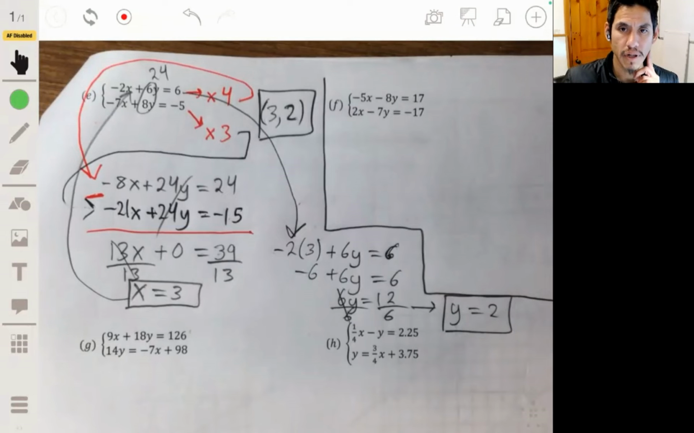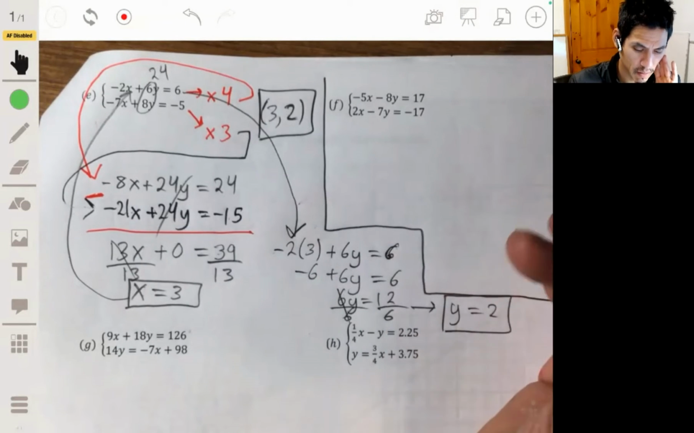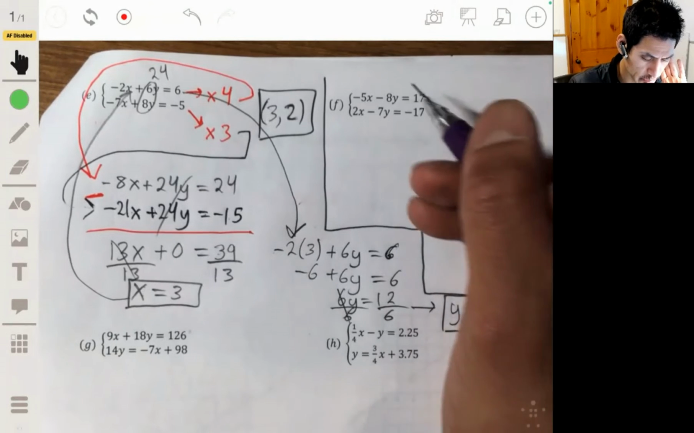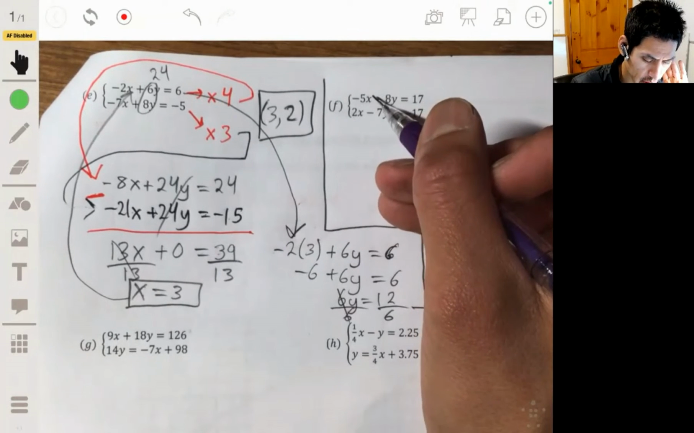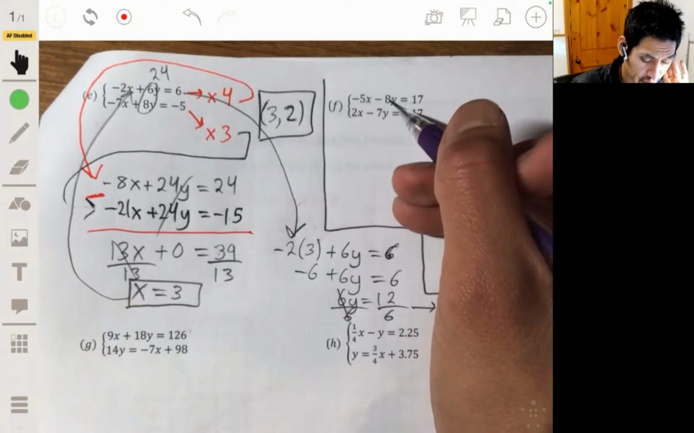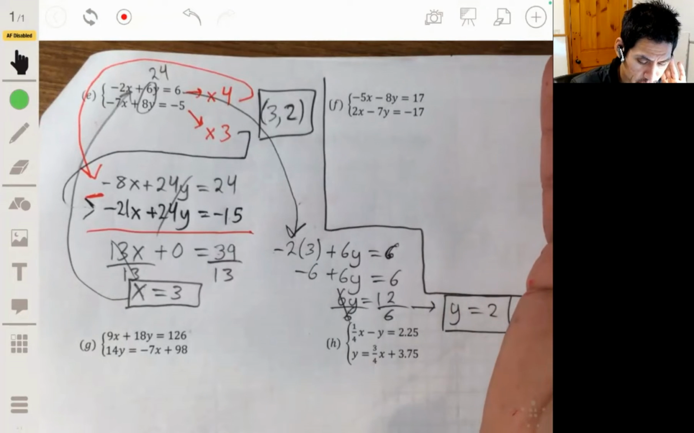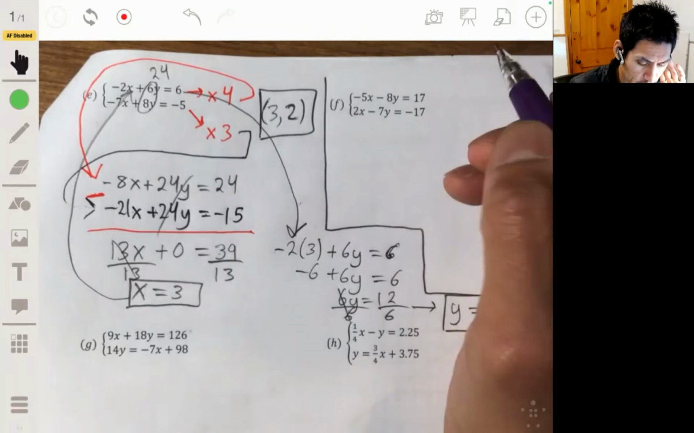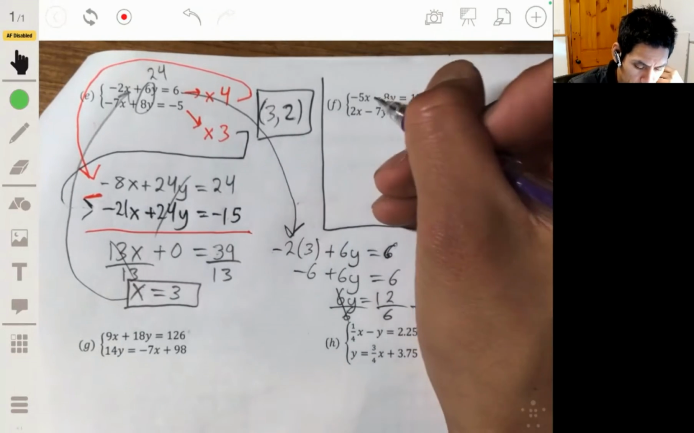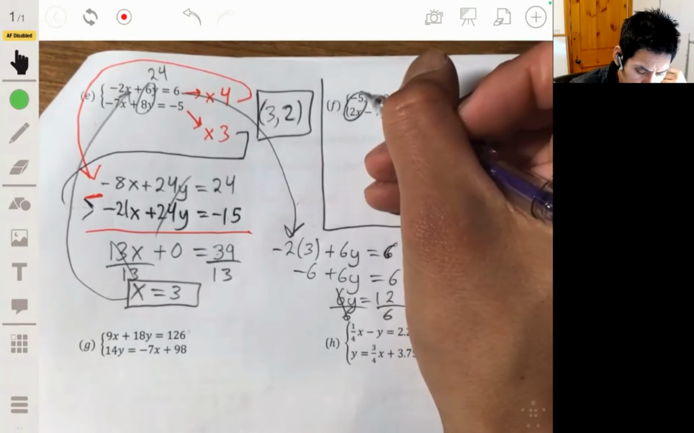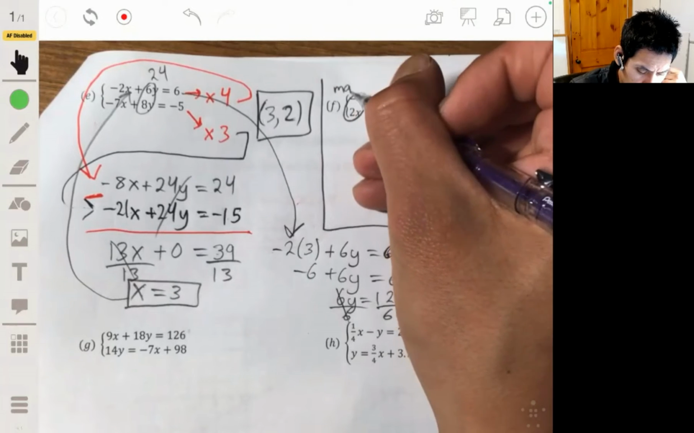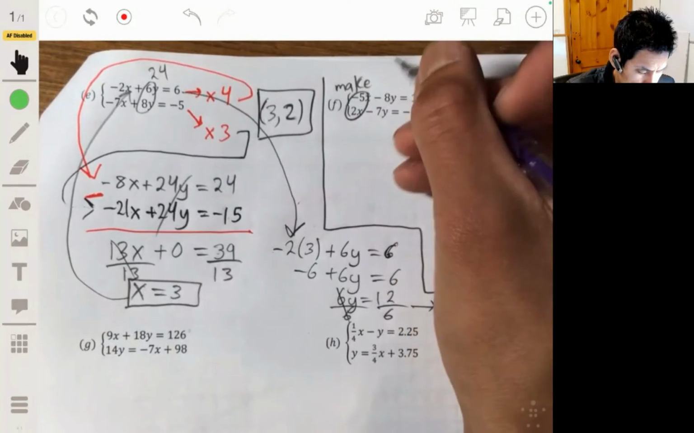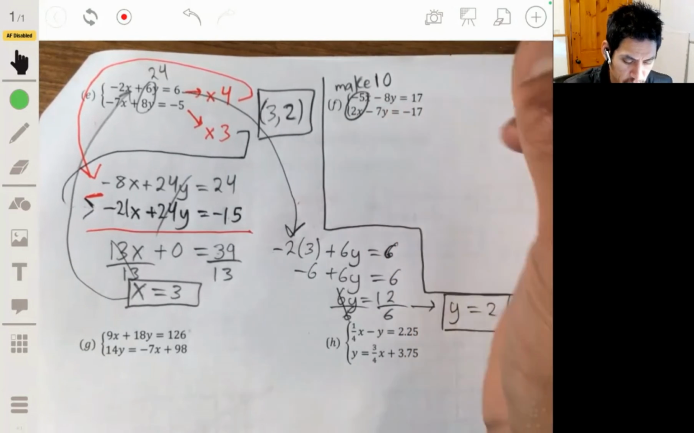All right, problem F. This one could be, see, you can make them both 10, or make both of these, I think, 56, or solve this for y. If you want to avoid fractions, let's make both of these 10. Doesn't matter if one's positive, one's negative, just make them both 10.